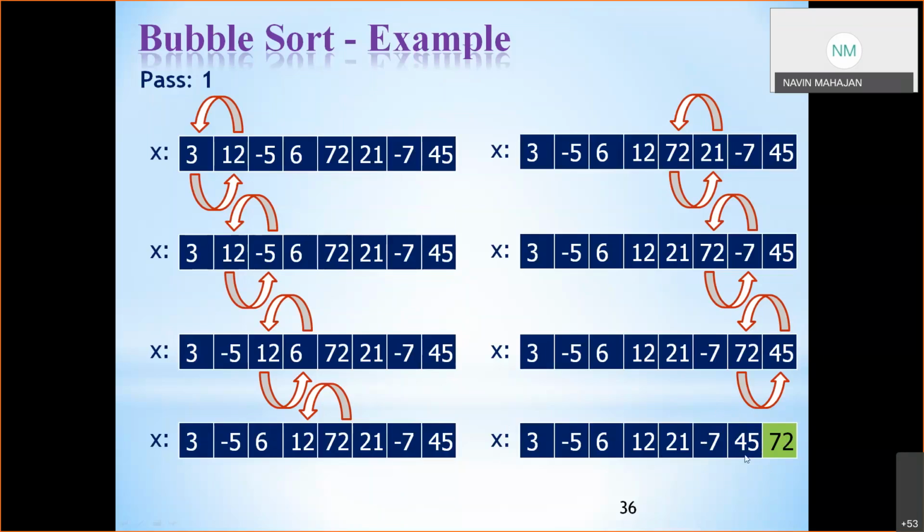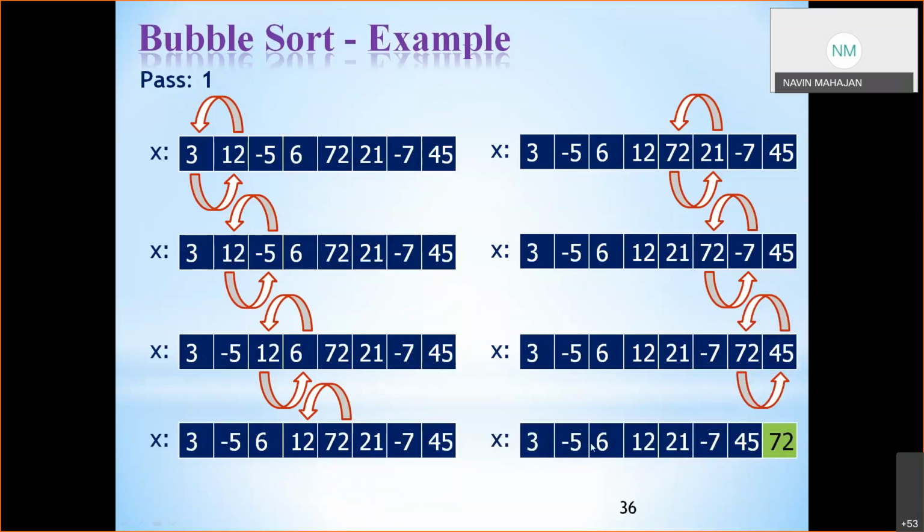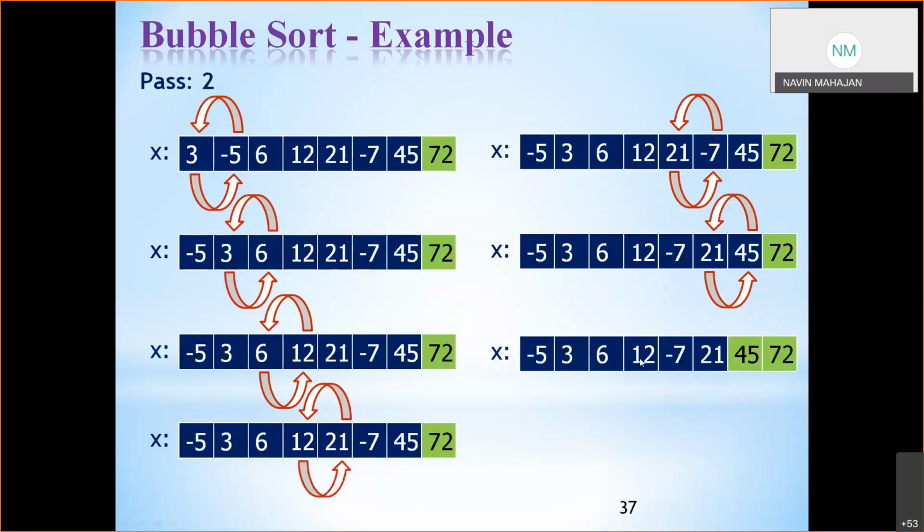Now in our case it is 45. But before that 45 comparison, what will happen here? This is the array now: 3, minus 5, 6, 12, 45. Now in this second pass, what will happen? 3 and minus 5 are compared. They are out of order, so they are swapped. Now minus 5 comes, then 3.